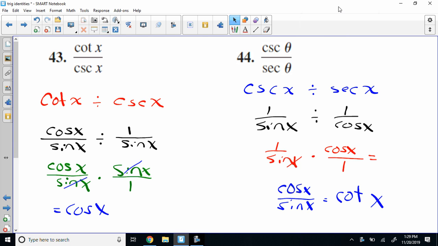Okay, so today is Wednesday, November 20th. We're picking up where we left off on trig identities. But I want to bring some things to mind. I'm sitting here looking at 43, 44. That's where we ended up yesterday.